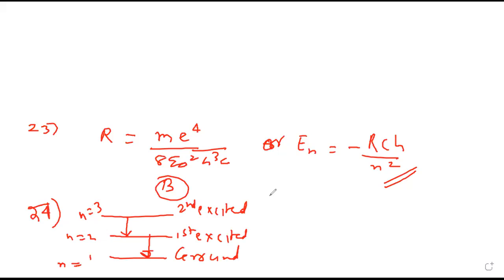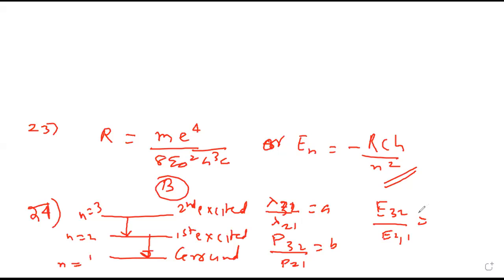let the ratio of wavelength for 3 to 2 and 2 to 1 be given as A. Momentum ratio from 3 to 2 and 2 to 1 is B. Energy ratio from 3 to 2 and from 2 to 1 is given as C. Then which one is the correct representation? B is 1 by C. The energy and momentum don't have the relation B equal to 1 by C. So I cannot write this.